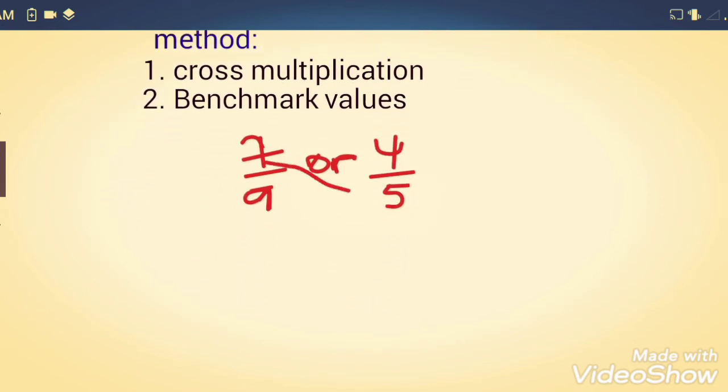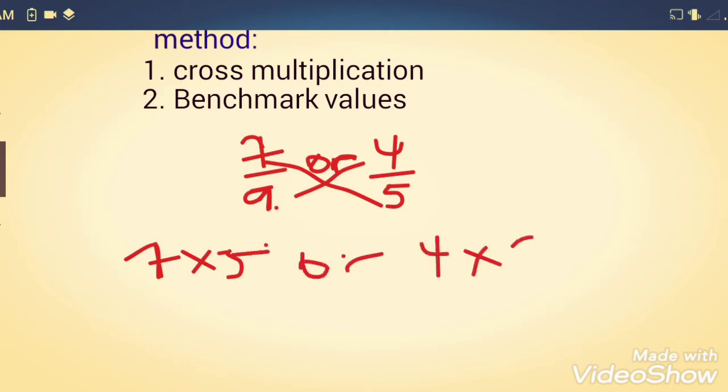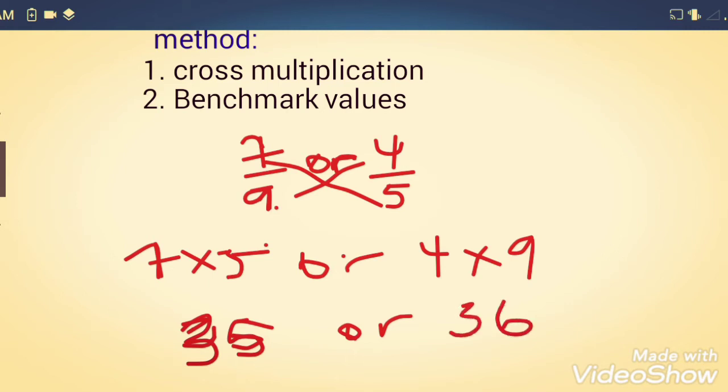So let's cross multiply. 7 times 5 or 4 times 9. 7 times 5 will be 35, or 4 times 9, that will be 36. Because this number is greater, it means that 4/5 is bigger than 7/9. So that's the cross multiplication method.